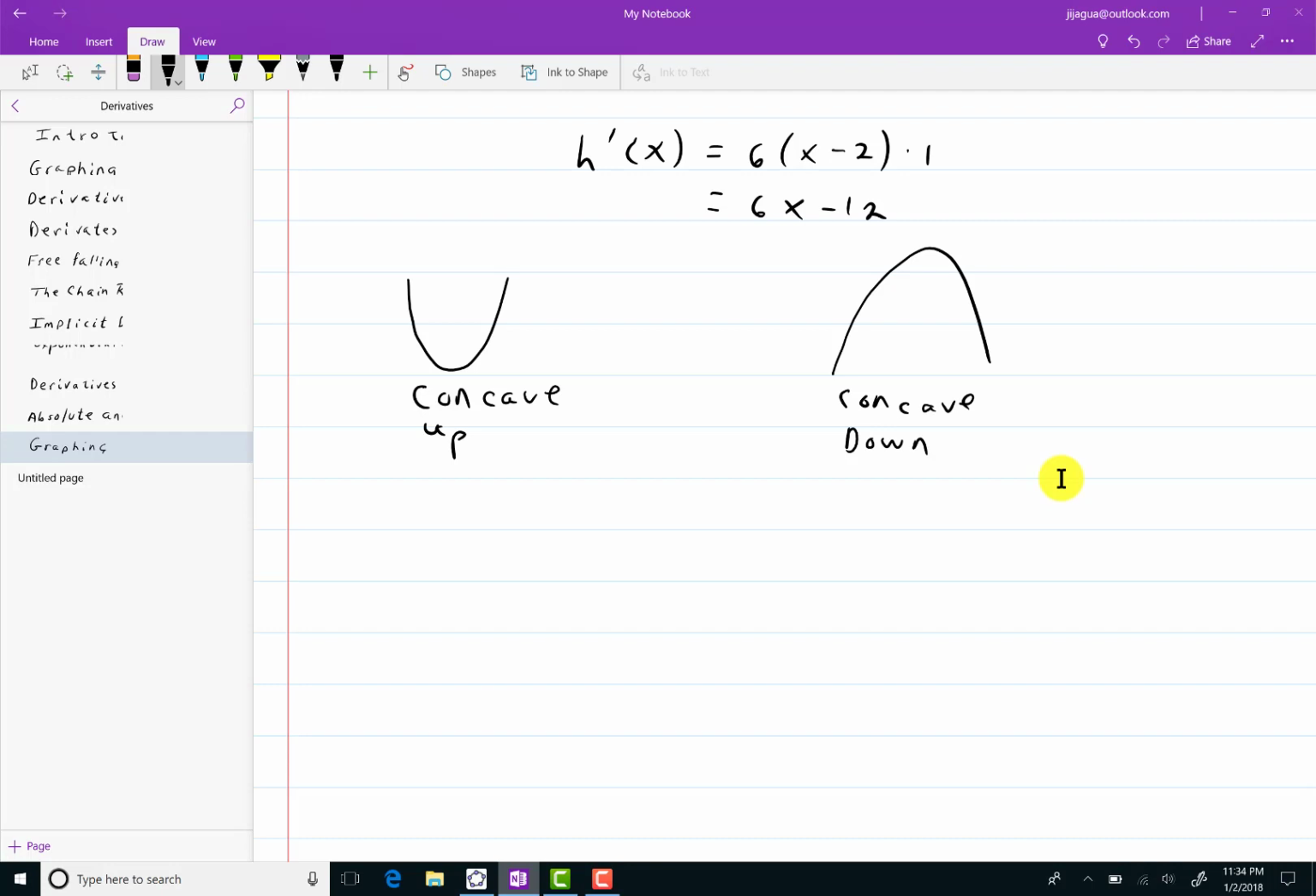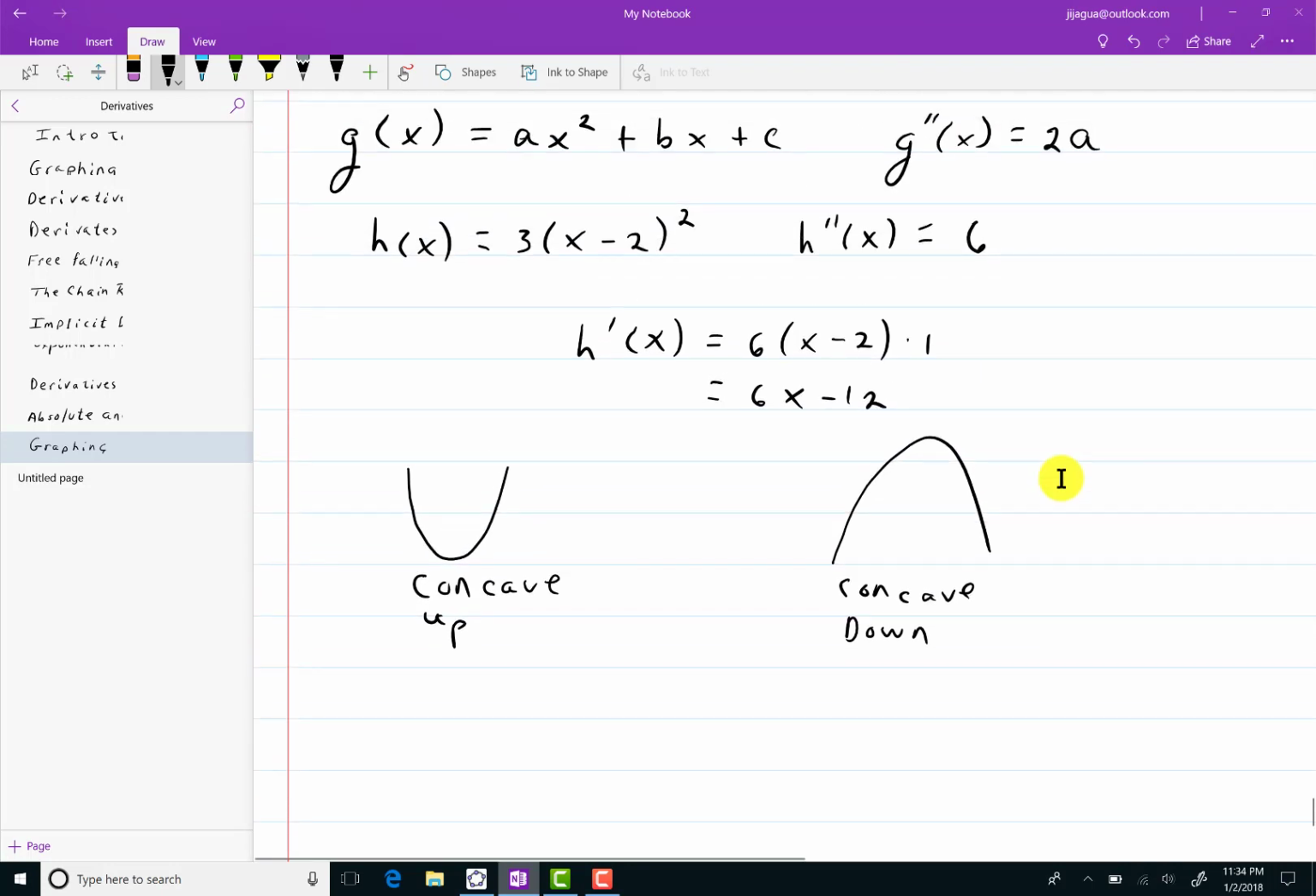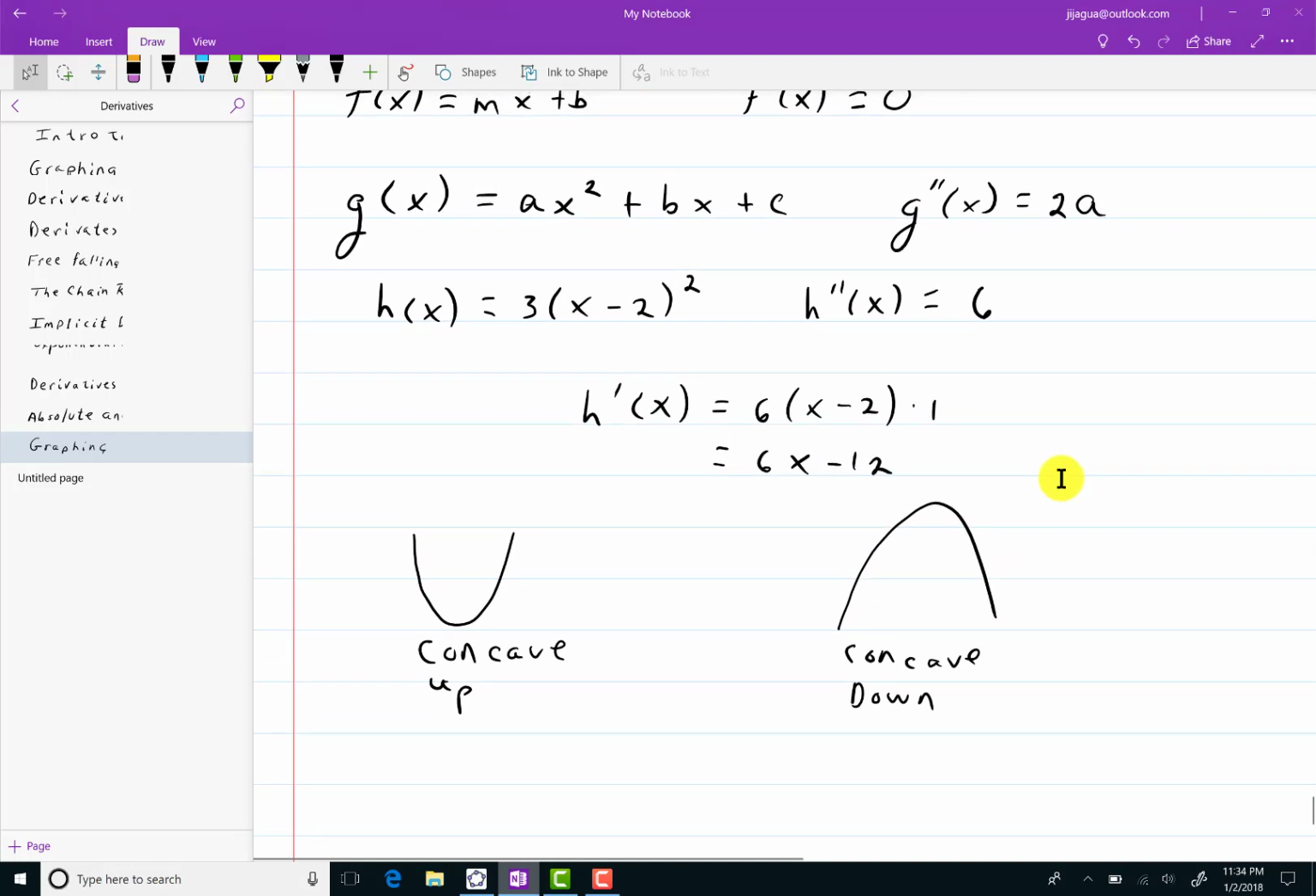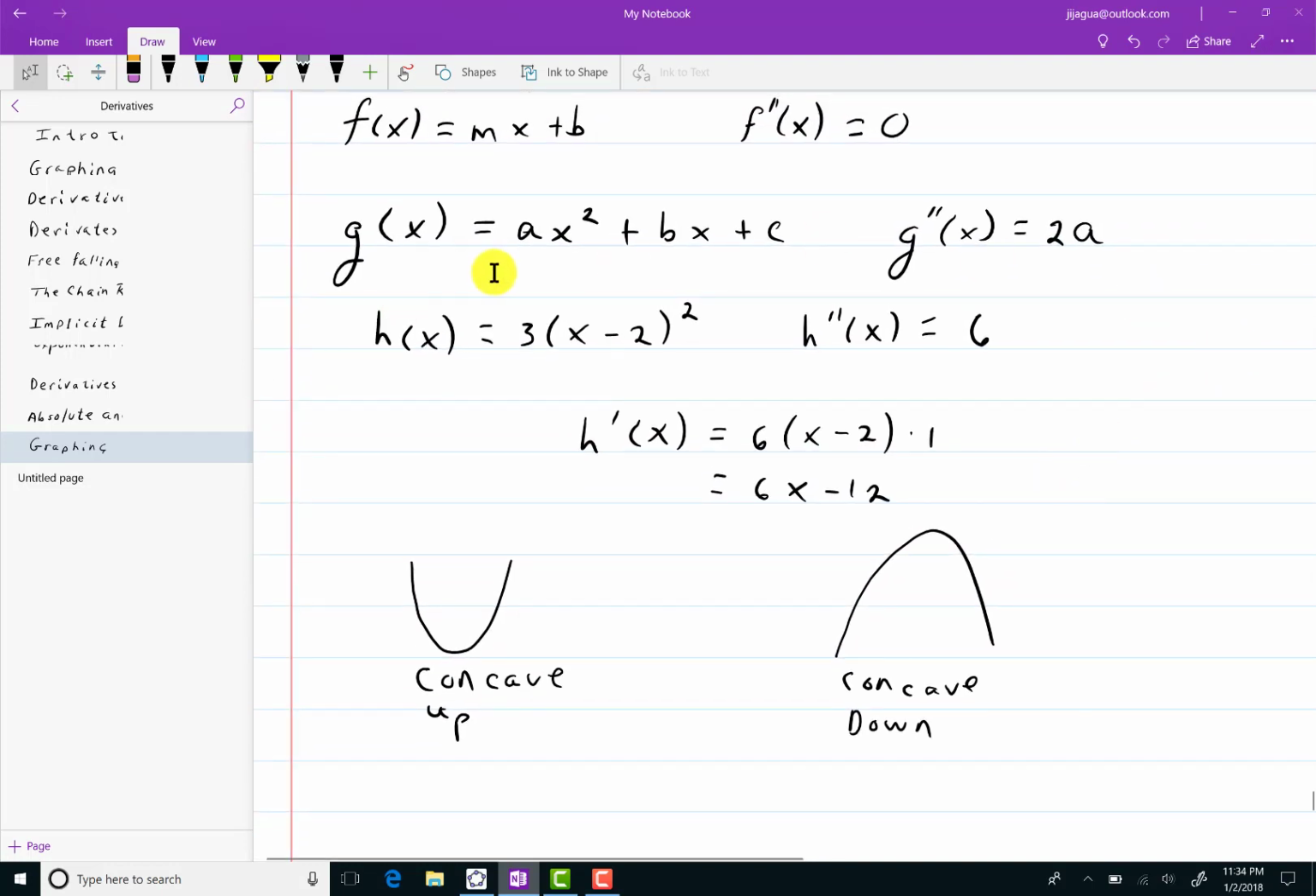Now, usually when you were graphing quadratics before this course, they may have told you to look at the leading coefficient to determine if you were going to have it open up or open down. And that's true, because the leading coefficient has the same sign as 2a does. That means if 2a is positive, you open up. If 2a is negative, you open down.